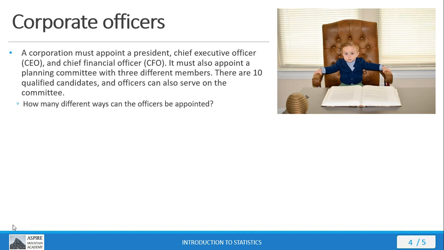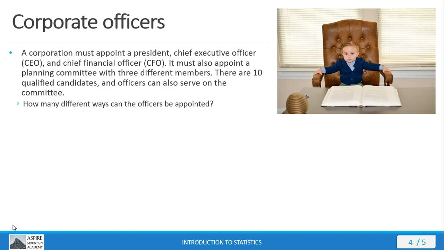Let's look at an example involving corporate officers. We've got a corporation that needs to appoint a president, a CEO, and a CFO. And it also needs to appoint a planning committee with 3 different members. There are 10 different candidates that are all qualified to choose from, and people who are selected as officers can also serve on the committee. So how many different ways can the officers be appointed?